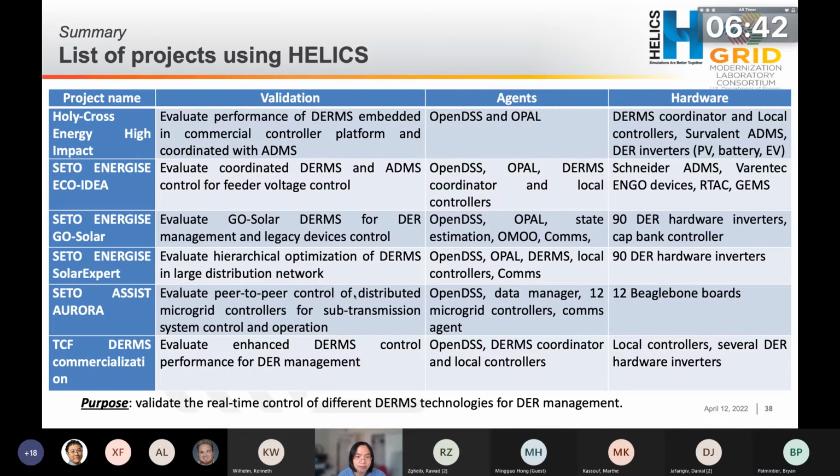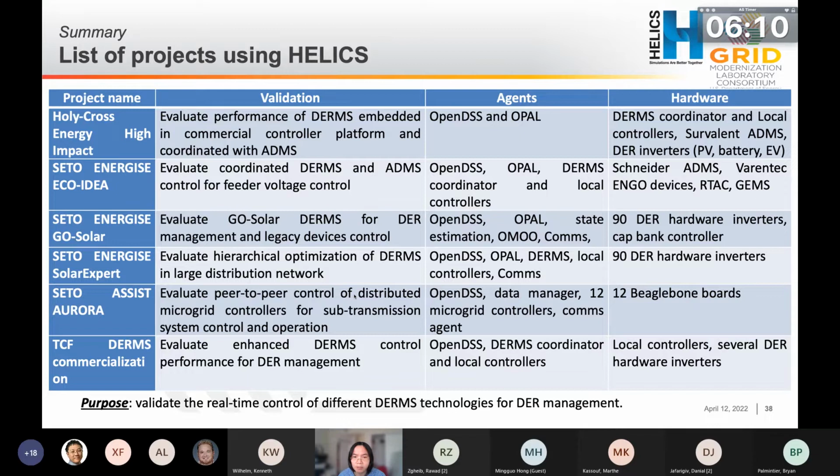As you can see, this slide shows 6 projects. The mother project is a Holy Cross high impact project. This is the first project we used Helix, and this project also built the foundation of all the ADMS projects that we have in the lab. For this project, we evaluate the DERMS, distributed energy resource management system, embedded in a commercial platform, and this controller needs to correlate with the commercial ADMS as well. So this is for validation purposes.